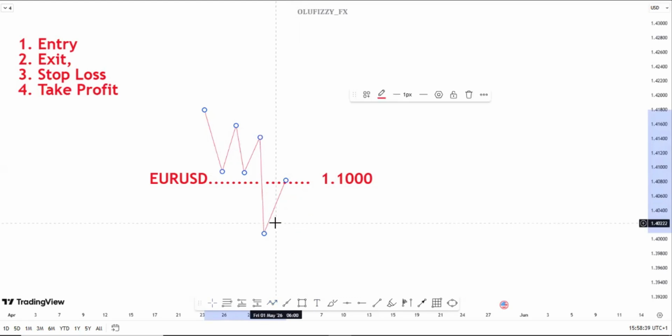Your entry really matters, because a good entry can reduce your risk and increase your profit potential, while a bad entry can lead to emotional trading and unnecessary losses.